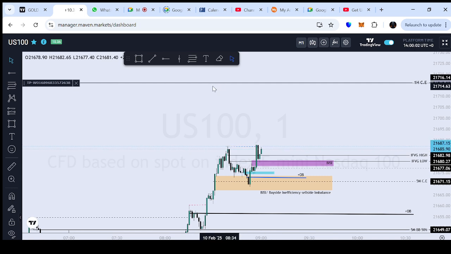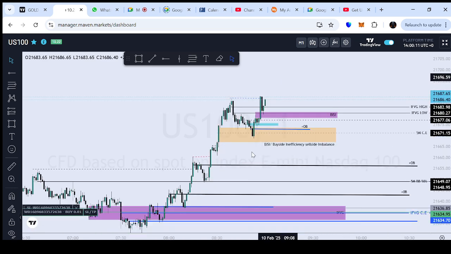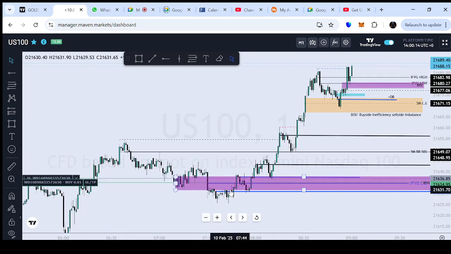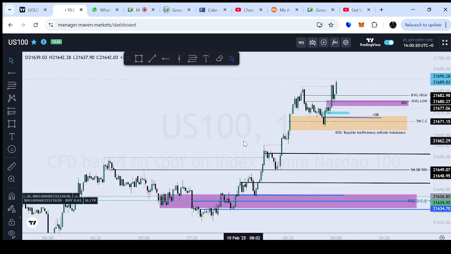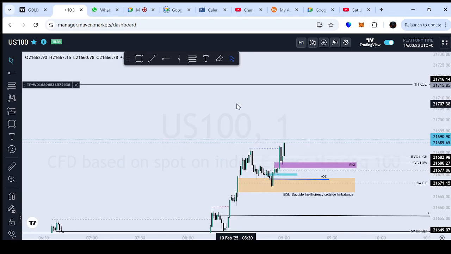You have a target above here, the 1 hour consequent encroachment. So price will seek the inefficiency and fill it up at the opening price, New York key zone. At this time of the day, it is 8 o'clock. This 8 o'clock key zone, that's New York key zone. That is the price movement.